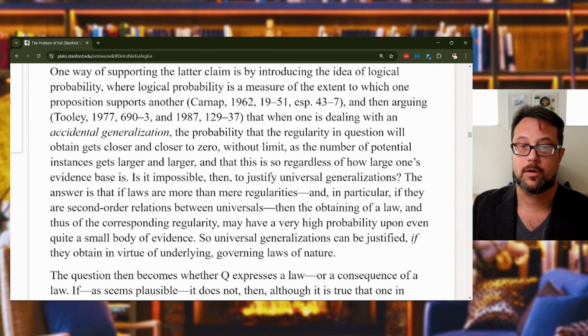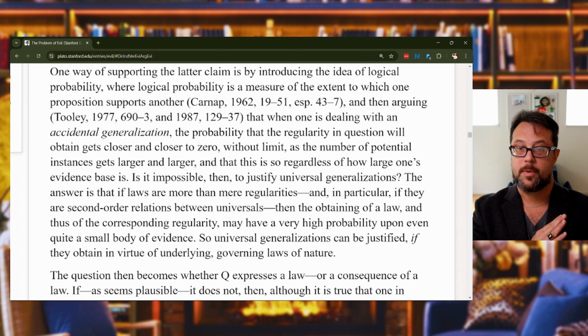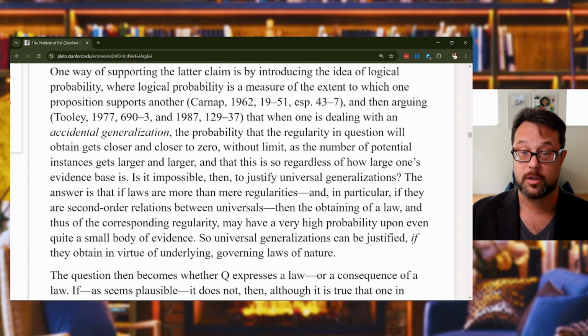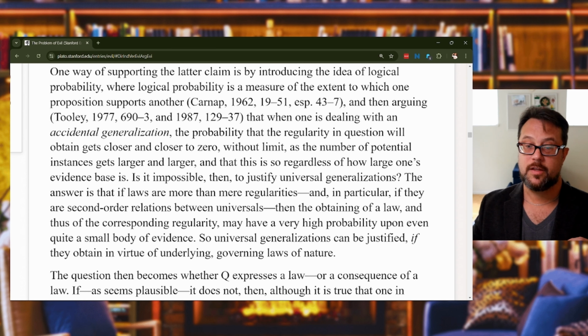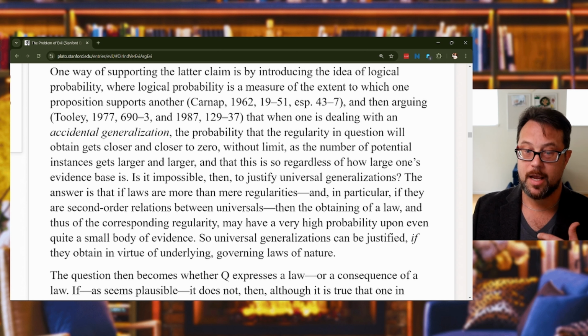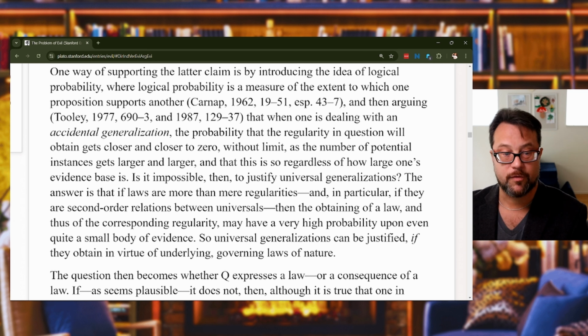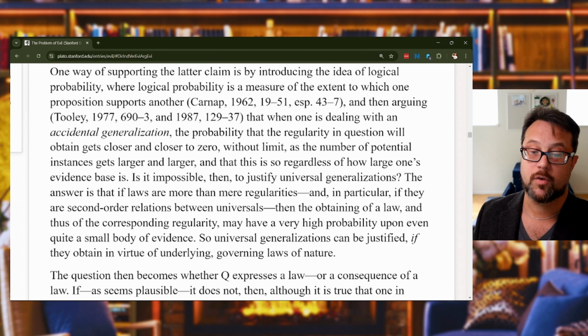Now, one way of supporting that latter claim is by introducing logical probability, a measure of the extent to which one proposition supports another, and then arguing that when you're dealing with an accidental generalization, the probability that the regularity in question will obtain gets closer and closer to zero without limit as the number of potential instances gets larger and larger, and that this is so regardless of how large one's evidence base is. Is it impossible then to justify universal generalizations? The answer is that if laws are more than mere regularities, and in particular if there are second-order relations between universals, then the obtaining of a law, and thus the corresponding regularity, may have a very high probability upon even quite a small body of evidence. So these universal generalizations can be justified if they obtain in virtue of underlying governing laws of nature.